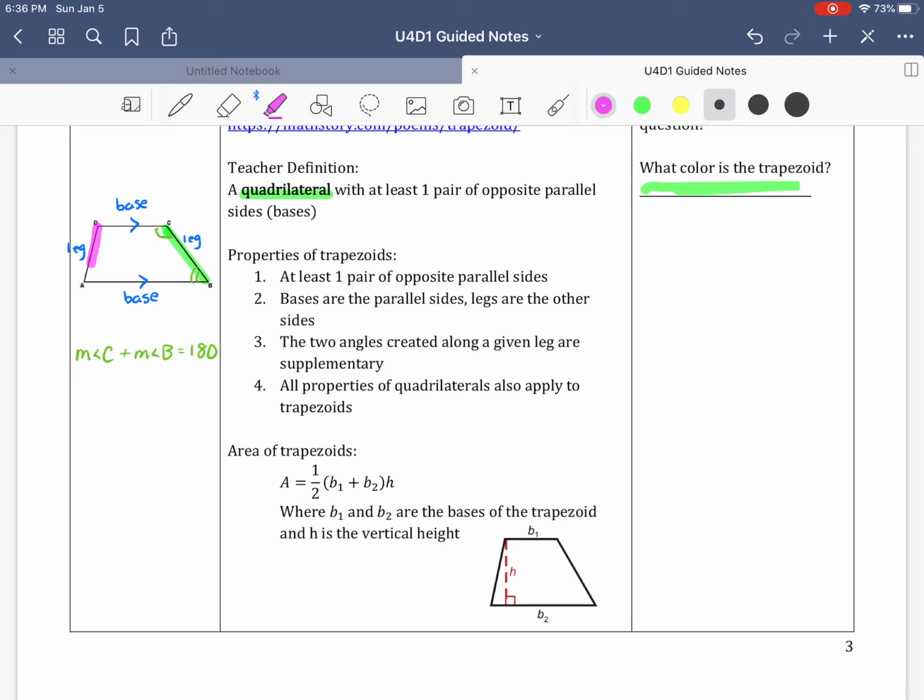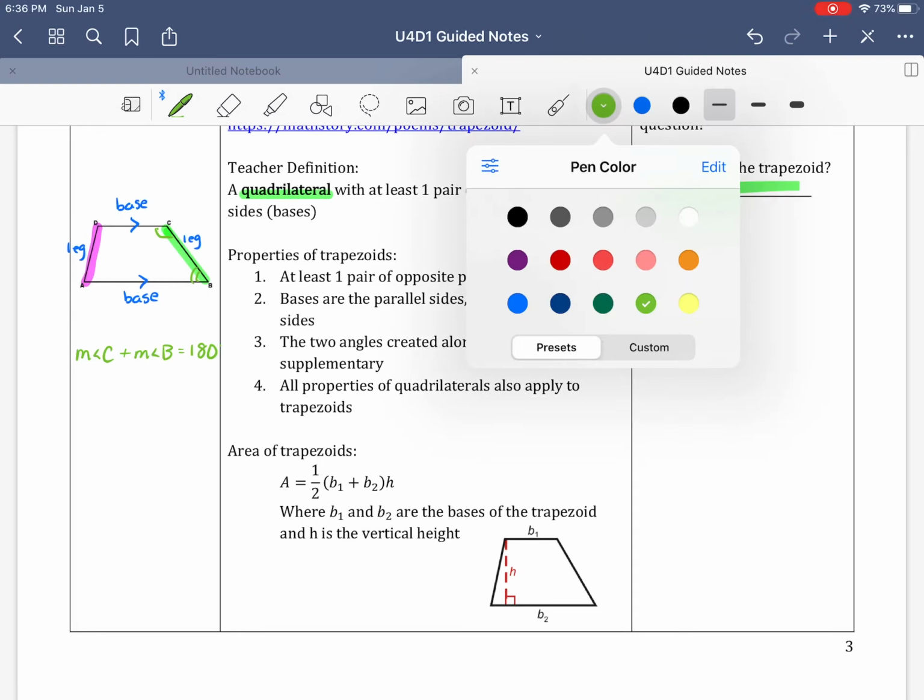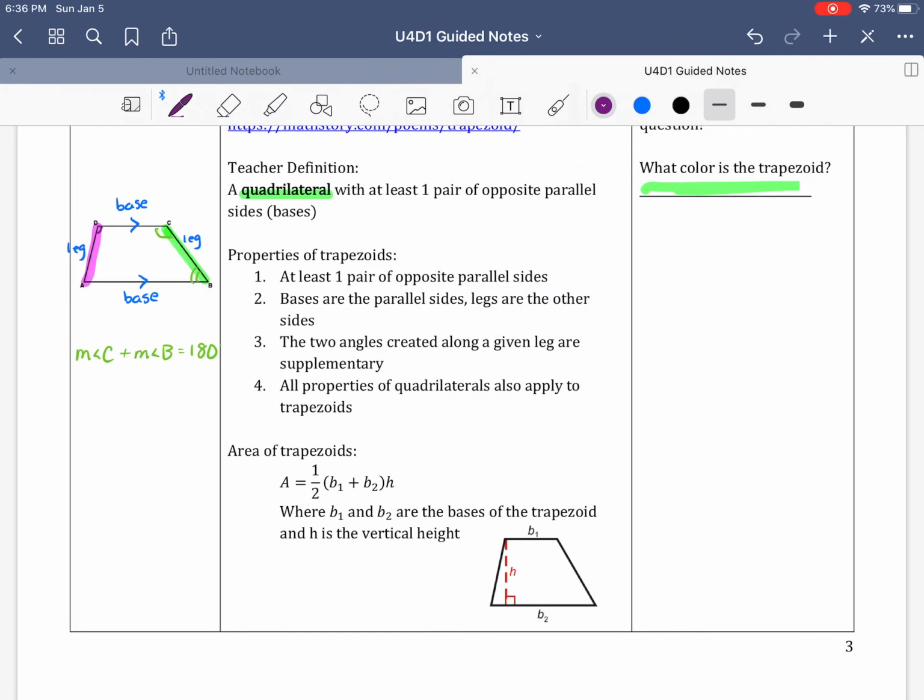Similarly, along the other leg, you have angle D and angle A. So here you'll have the measure of angle D plus the measure of angle A also equals 180 degrees. They are the angles created along a given leg. And then lastly, all the properties of quadrilaterals apply to trapezoids. So again, the interior angles add up to 360 degrees.